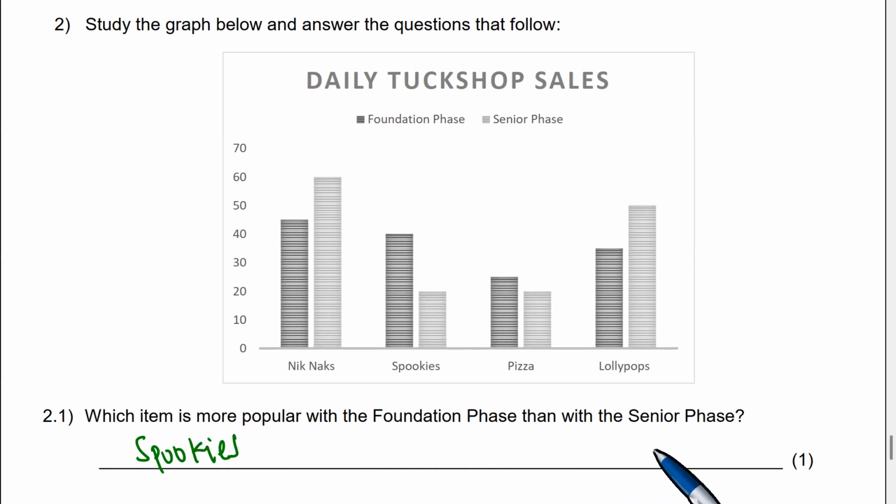Okay, so it's not really the knickknacks, because the foundation phase is this one. They're more popular with the foundation phase, because you can see the foundation phase is taller, but here the foundation phase is shorter with the knickknacks. But here it's taller. So yeah, more popular the Spookies. And you can see it's taller here, but here is not as tall with the pizza. But obviously pizza would as well potentially do. But we're looking at more popular, and the Spookies are more popular.